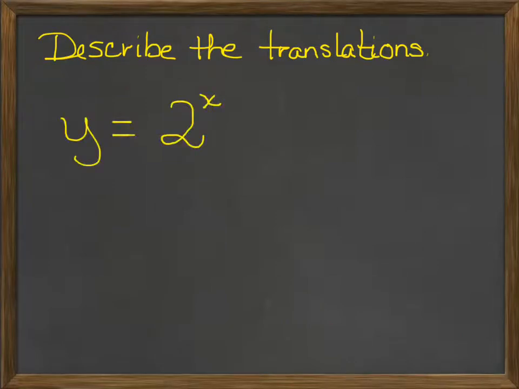Let's describe the translations. There's none. Parents don't budge. That's a parent function. They don't move. This would be to the left 1. Remember, you always think the opposite for x. This would be right 3. There's no horizontal shift, but it does have a vertical shift up 4.